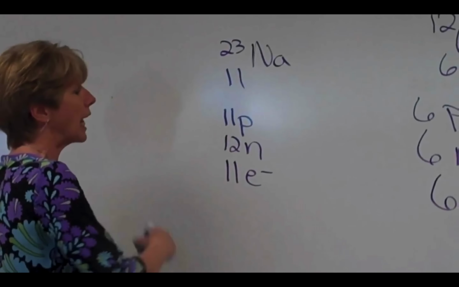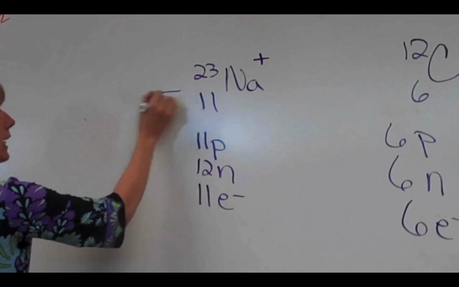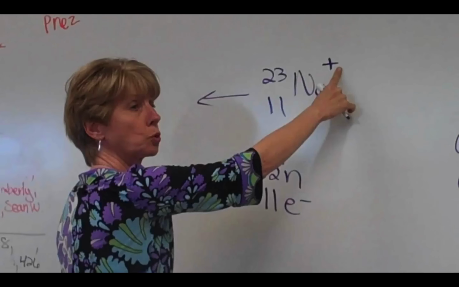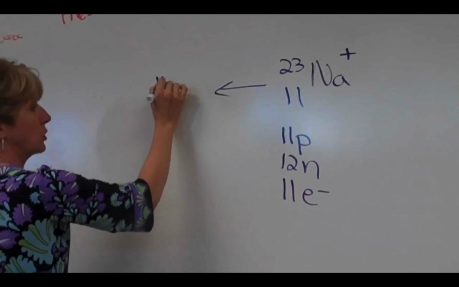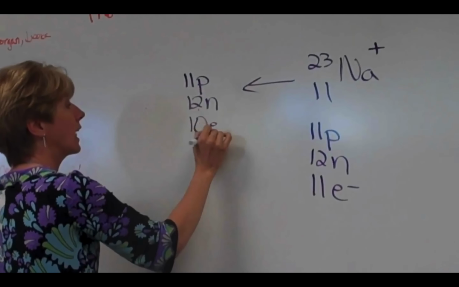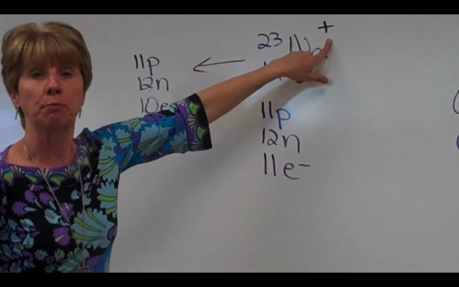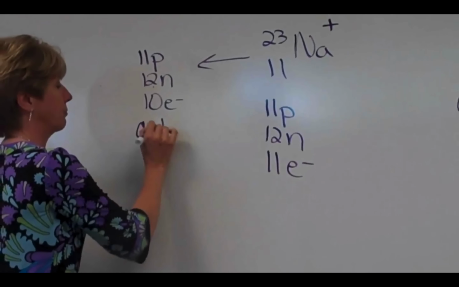But sodium likes to lose an electron and become the sodium ion. In this case, a positive charge means it's lost 1 electron. So this thing has 11 protons, 12 neutrons, and 10 electrons. Since this ion is positively charged, it is called a cation.